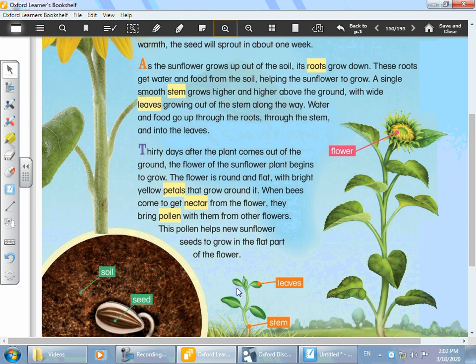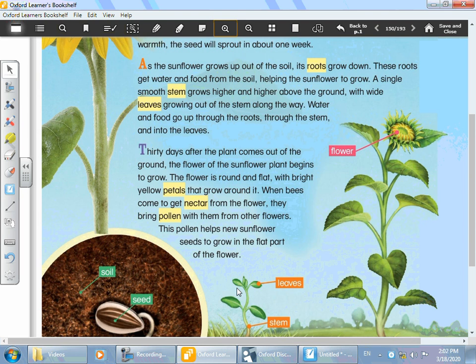Moisten the soil with a cup of water. So moisten here, it means to make it wet. To make it wet. When something has water in it, it's moistened. Moisten the soil with a cup of water.